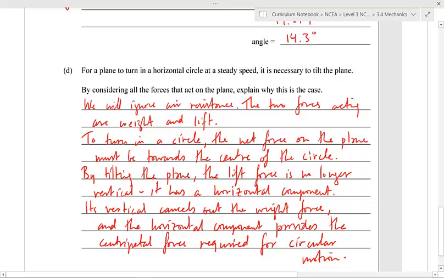Okay, I think we've covered everything now. We've considered all the forces acting on the plane, and we've explained why it needs to tilt and how tilting is able to give it the centripetal force that it needs. Okay, so that's an example of an exam question on banking.